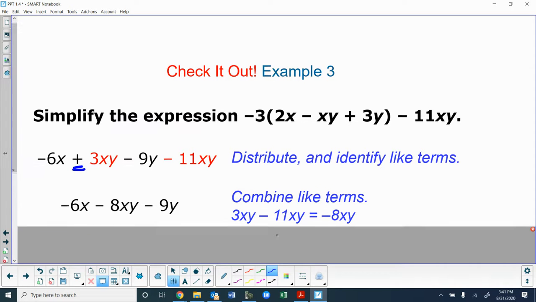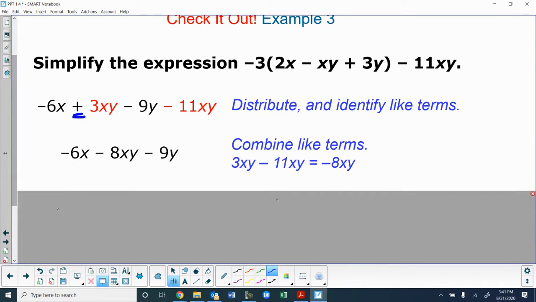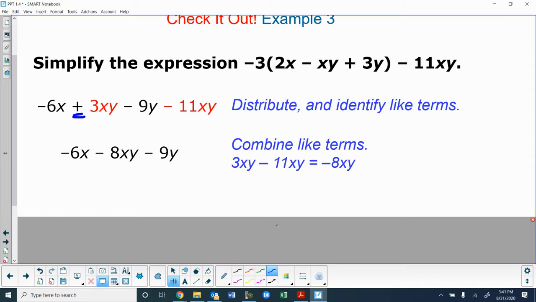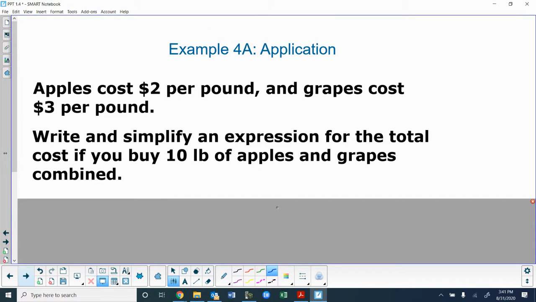Again, this is basic Algebra 1 stuff that you guys learned as freshmen, just reviewing it, getting you prepared as we go on a little further into our Algebra 2 class.